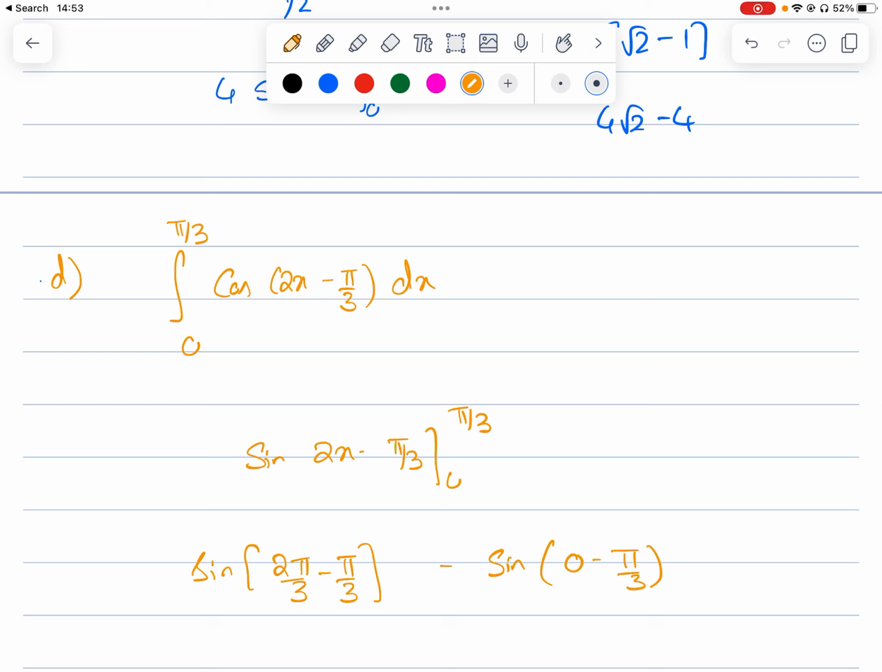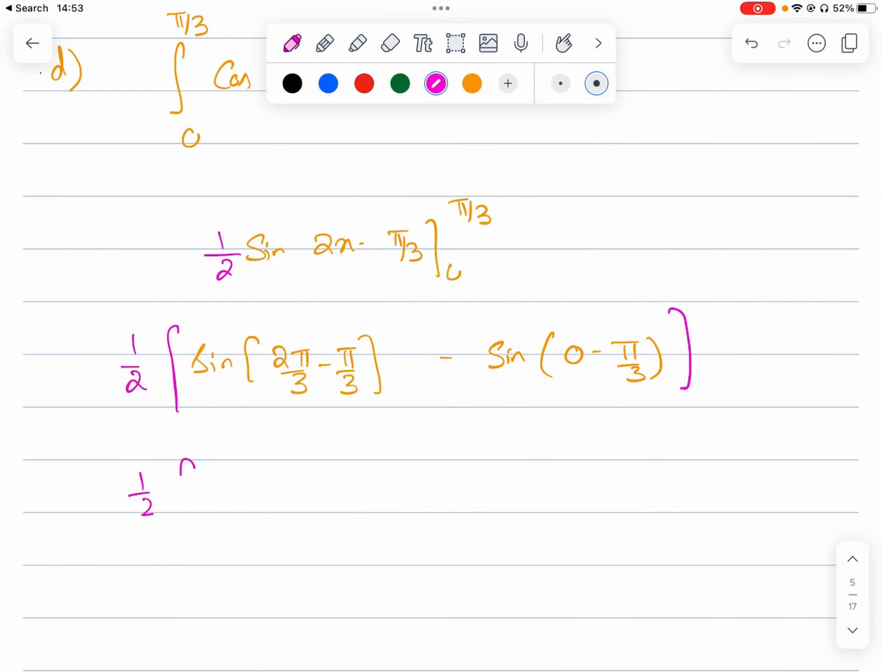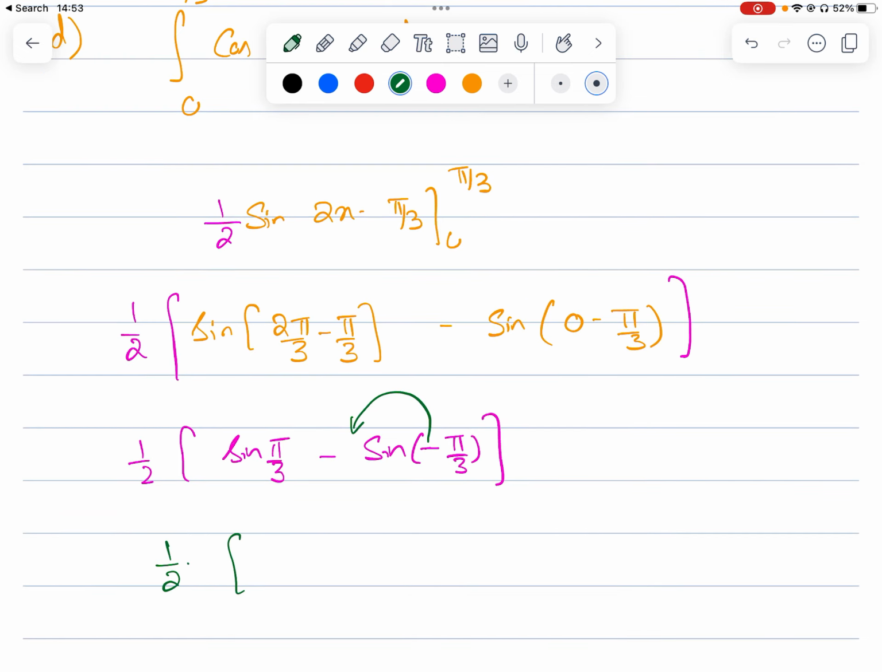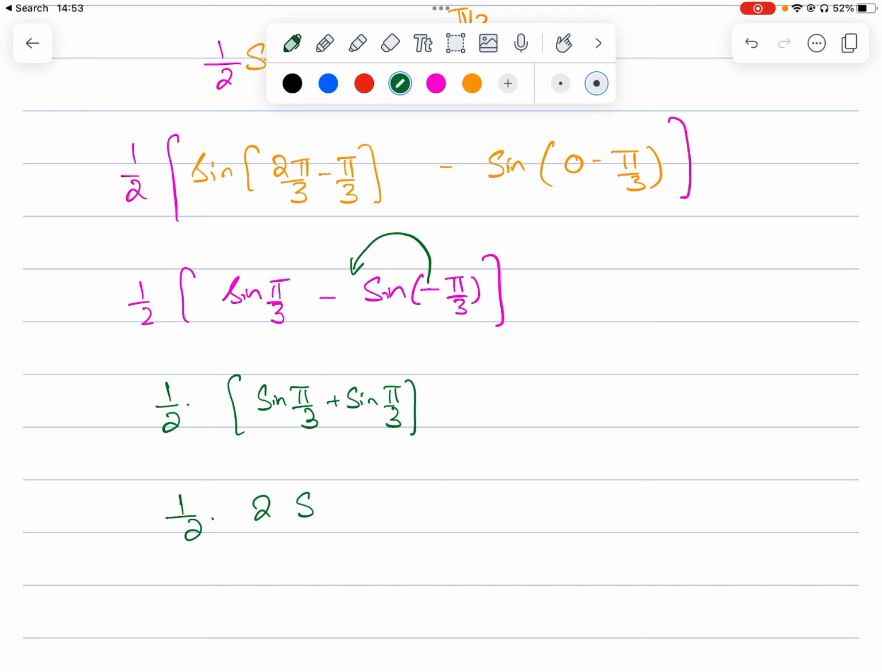π/3). But again, don't forget to divide by the derivative of the basic function, which is 2, so 1 upon 2. So it becomes 1/2 [sin(π/3) − sin(−π/3)]. 0 minus π/3 is minus π/3. So what happens is this minus times minus will become plus. So 1/2 times sin π/3 plus sin π/3, which is 2 sin π/3. So 2 and 2 get cancelled. Sin π/3 is root 3 upon 2.